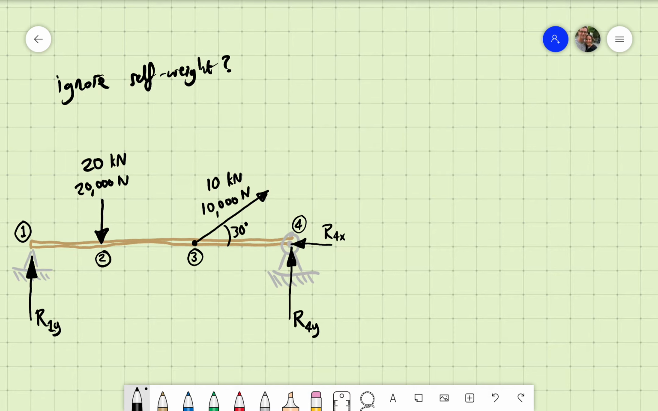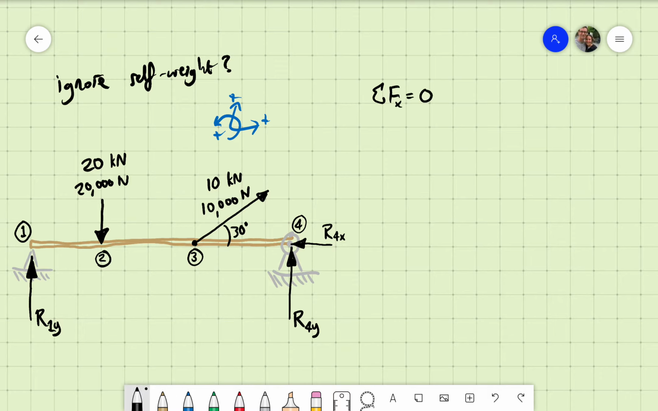Okay. We know what those are. Actually, let me do something too. Good habits. Let's just absolutely define our positive directions. We can't do that too often, okay? Always do that as much as you can.